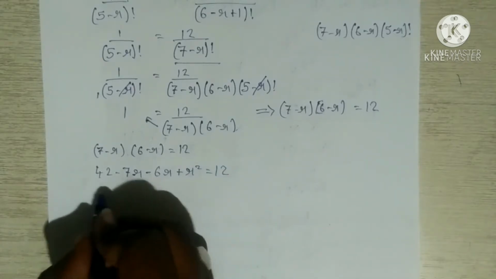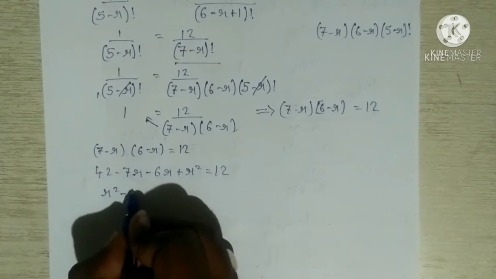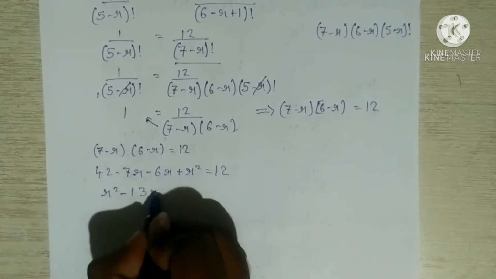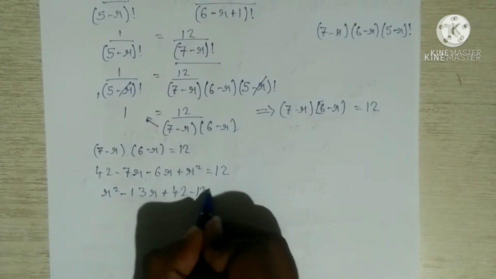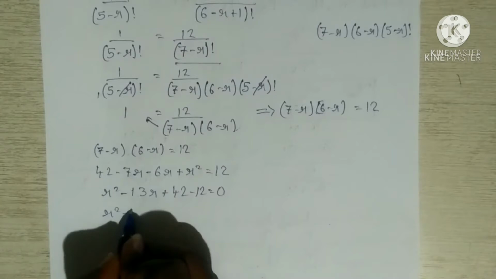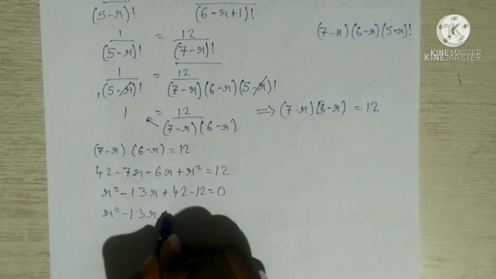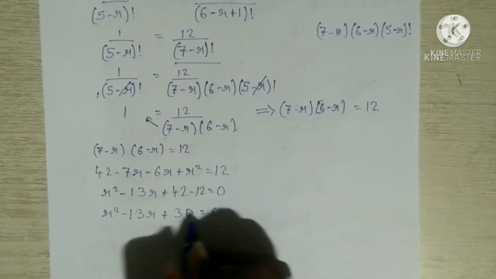Bring this 12 to this side. r square minus 7r minus 6r is nothing but 13r, then plus 42 minus 12 will be equal to 0. 12 will come this side. r square minus 13r, then plus 30, since 42 minus 12 is 30, is equal to 0.